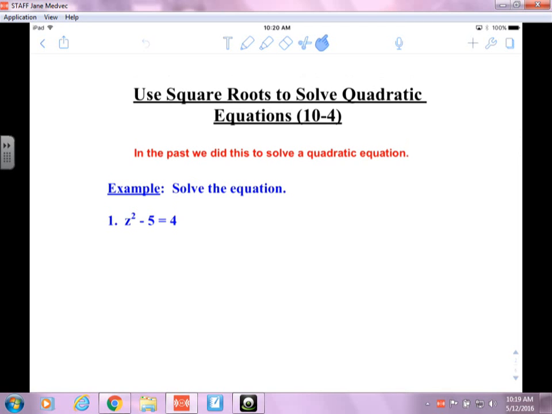In the past, when we solved this quadratic equation, what did we do? What was the first step? Okay, I could add 5 to both sides, but I'm actually going to subtract 4, and the reason why is standard form. So I am going to subtract 4 from both sides, and I end up with z squared minus 9 equals 0. And remember, that was that standard form stuff. Okay? So now I got done with that, what am I going to do?